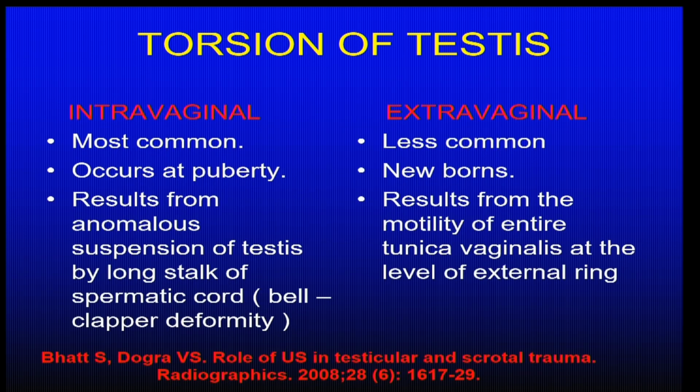So pediatric age group, extravaginal torsions. Adult age group, typical bell clapper deformity which we read in our MBBS days, that leads to the twist and leads to the torsion. So adult age group, always intravaginal torsions.